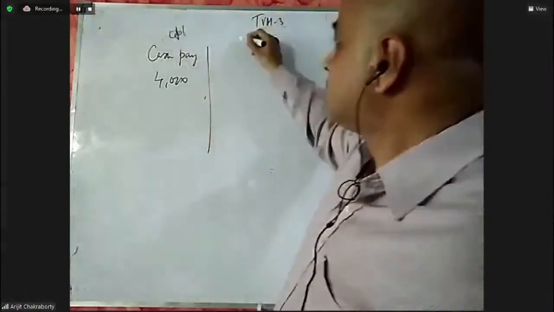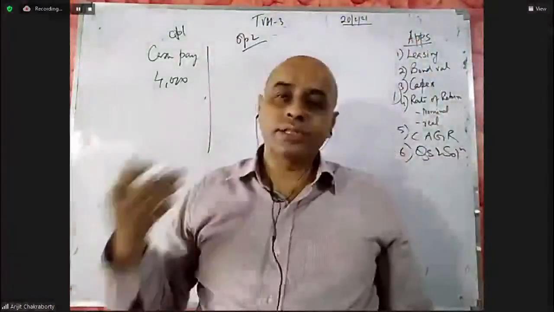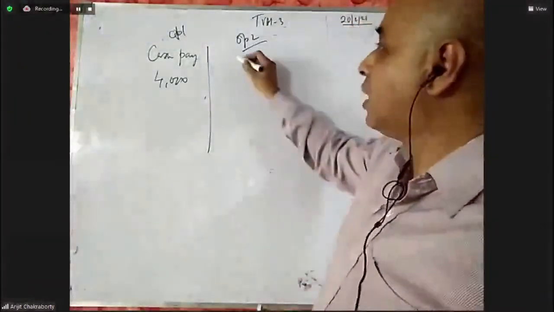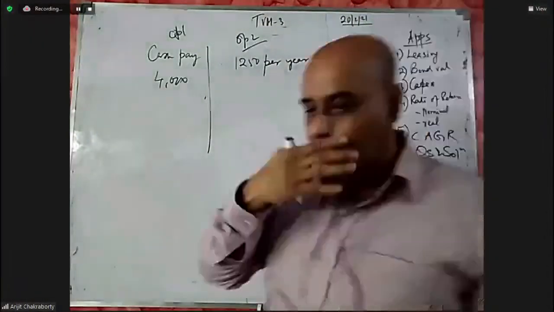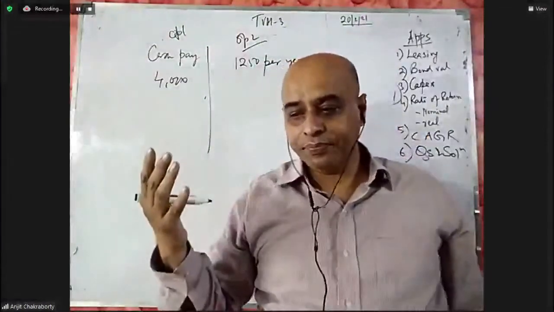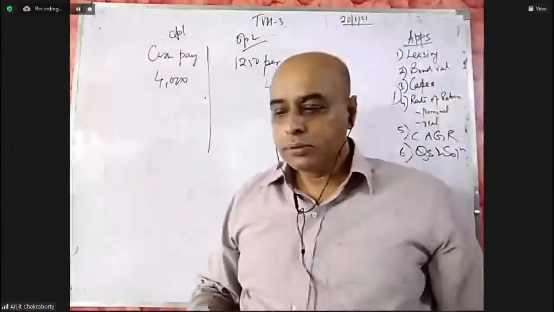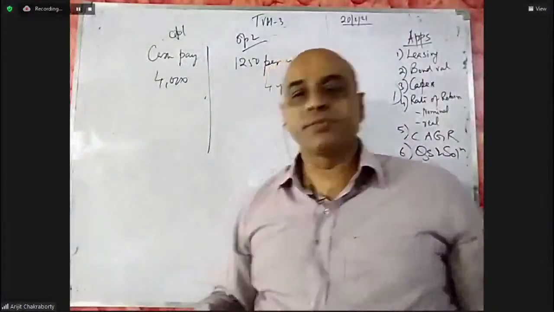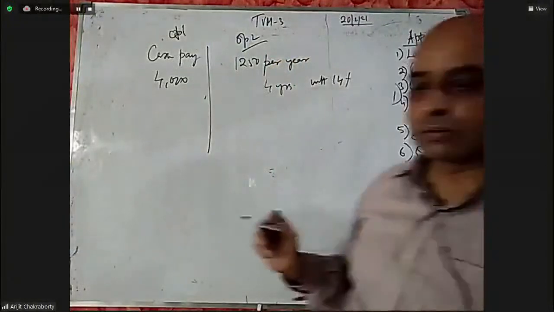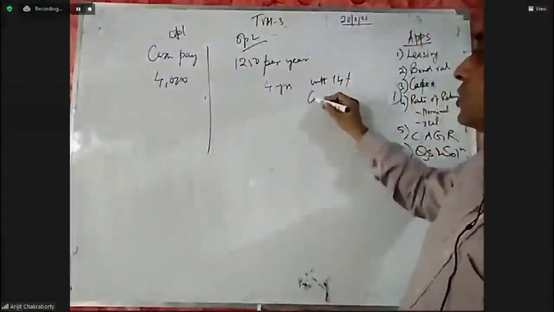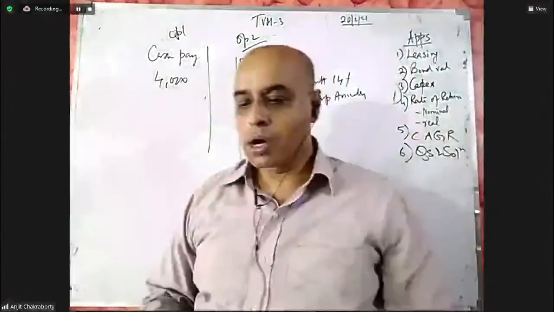Option 1. Option 2. You pay a lease rental of 1,250 rupees per year for 4 years. And the interest rate is 14%, compounded annually. Which one should be chosen?